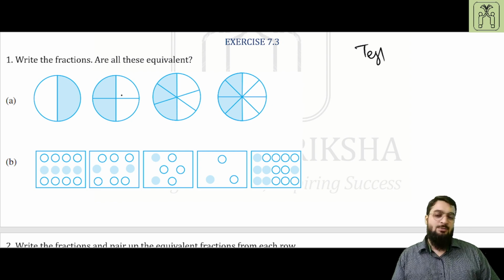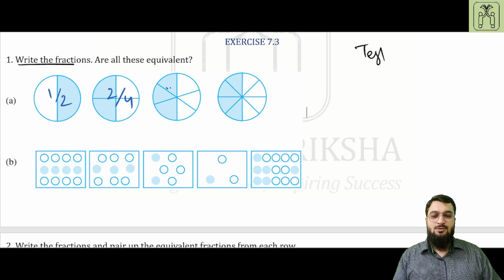So first of all, coming to question number 1, write the fractions. Are all these fractions equivalent? So first we'll do the first part, and that will be writing the fractions. So this will be 1 upon 2, this will be 2 upon 4, this will be 3 upon 6, and this will be 4 upon 8.